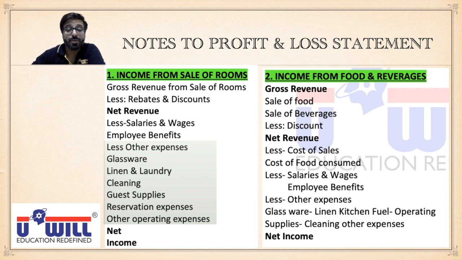That will include cost of food consumed. Less salaries and wages and employees benefit will be written in the column of employees benefit. Now this other expenses we will make the note. I repeat, these notes will be made to the P&L account or statement only for other expenses. What will other expenses of the food and beverages department include? Glassware, linen, kitchen fuel. Kitchen fuel means kerosene, coal, wood, gas, whatever you are using in the kitchen. Operating supplies, cleaning and other expenses.